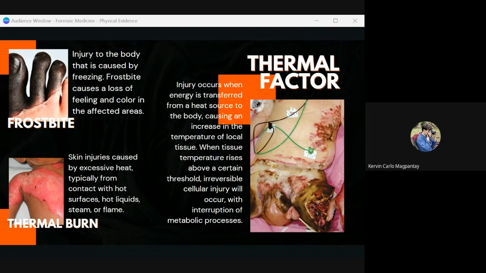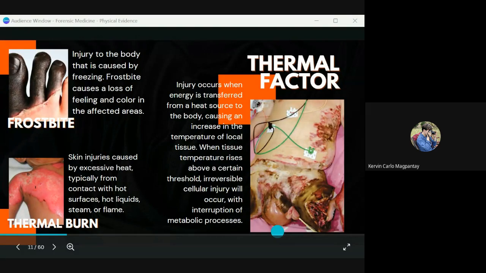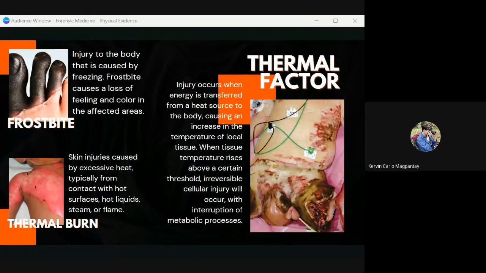For thermal burns naman, skin injuries caused by excessive heat, typically from contact with hot surfaces, hot liquids, steam, or flame. Ito naman yung usual na na-acquire sa mga crime scenes na may sunog. Its appearance will vary depending on the degree of burn.